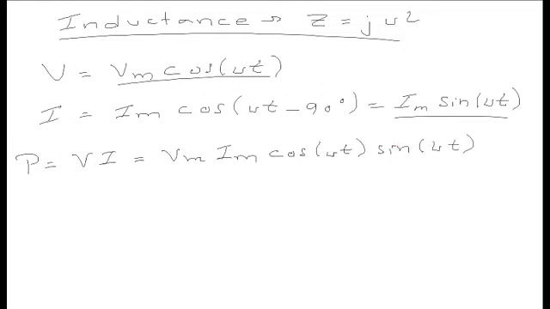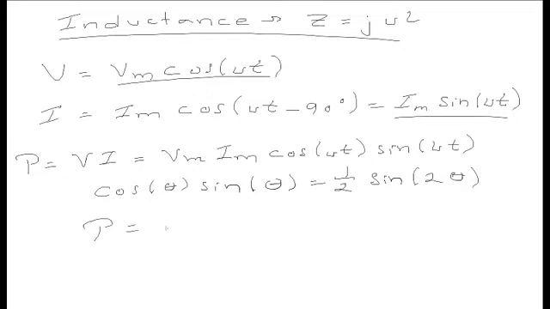This is where we have to dig into our calculus notes and take out a trigonometric identity. Cos theta sine theta, for any theta, no matter what it is, in our case it's just omega t, is 1/2 sine of 2 theta. So let's plug this back in. The power in the inductor is Vm Im over 2 sine of 2 omega t.